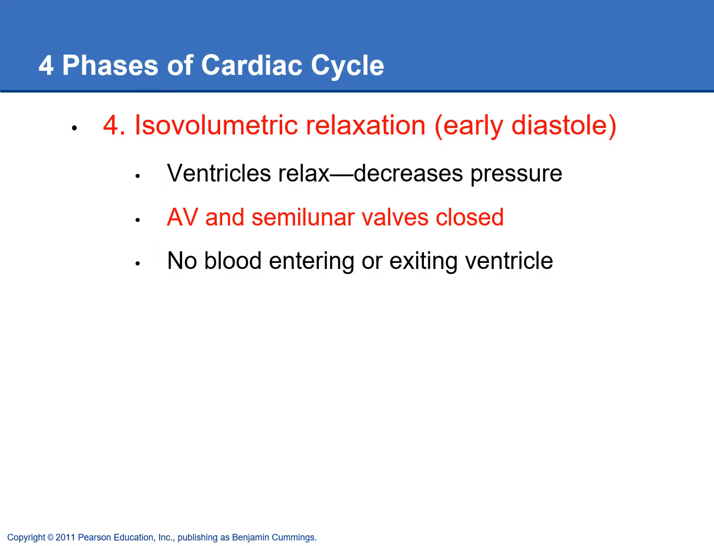And the last phase of the cardiac cycle is called isovolumetric relaxation, and it occurs in early diastole. So as the ventricle relaxes, the pressure will decrease, so both semilunar valves will close, but the pressure in the ventricle is still higher than what's in the atria, so the AV valves are still closed. So all 4 valves are closed during isovolumetric relaxation, so no blood will enter or leave the ventricles, and that's why it's called isovolumetric.